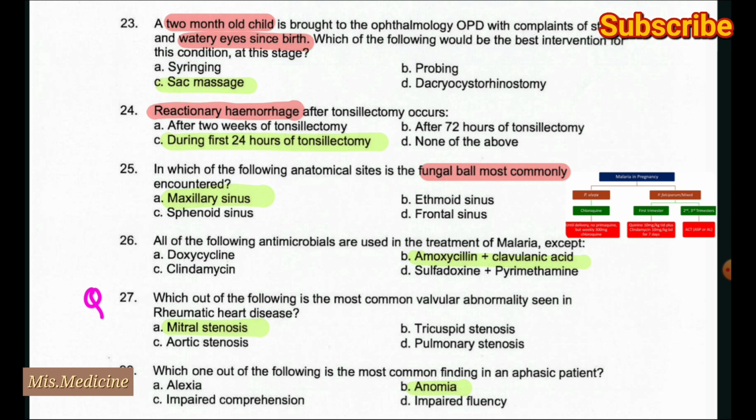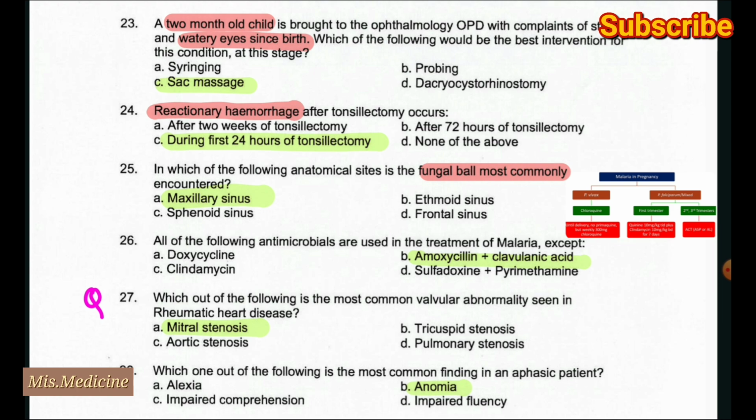If the patient is infected by Plasmodium falciparum or mixed, in the first trimester, we have to give quinine 10 mg per kg TDS plus clindamycin 10 mg per kg BD for 7 days. Or if it is second or third trimester, we can give ACT, ASP or AL.